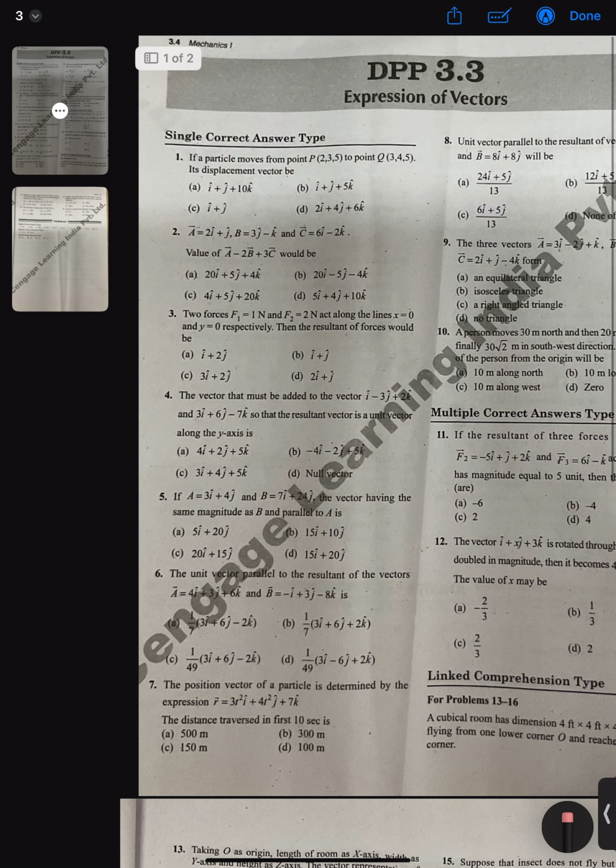Good evening, class. Today we are going to discuss DPP 3.3, that is expression of vectors. This DPP is published by Cengage Learning India Private Limited, and we are going to see the solution of this DPP. So without wasting our time, let's start.